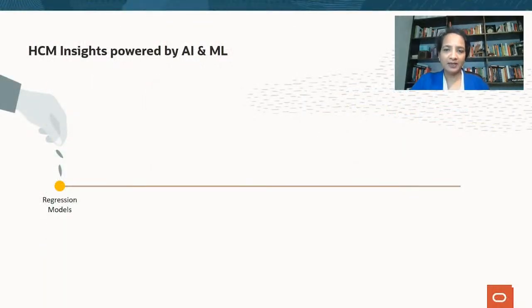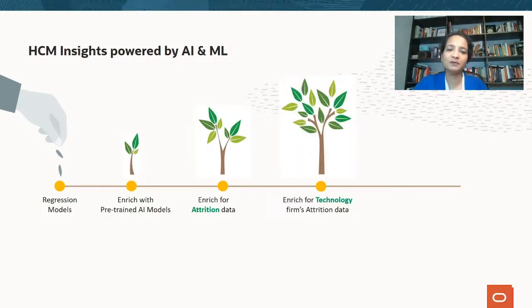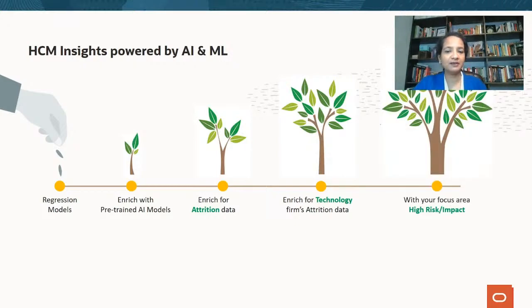Now, the seeding strategy for Oracle Analytics is an ambitious plan to make advanced analytics broadly available to our business users in a frictionless manner. Let's say we want to analyze attrition. We'll start with an existing technology, for example, regression models. We'll then enrich with pre-trained AI models. Then we will have to enrich it with attrition data. Now, attrition models differ by industry, by geography and type of workers, etc. So next, we will have to enrich the models for an industry like technology. Finally, we will have to focus on the business goals. For example, a company may be interested in identifying high risk and high impact roles, and we will train the model to get those insights.